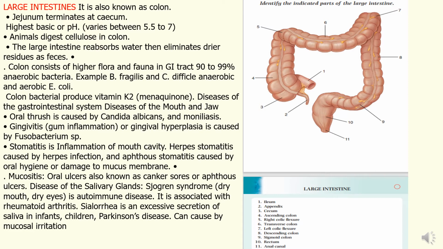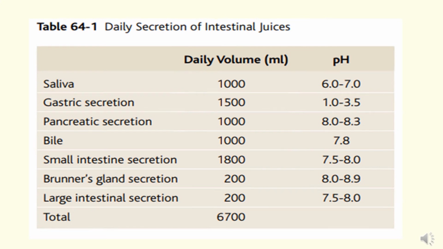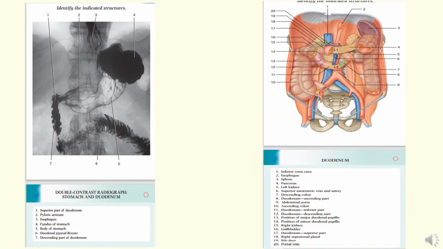A figure is represented. Identify the indicated parts of the large intestine and take help from below. Daily secretions of intestinal juices with the volume and pH are given below. The total daily volume of the intestinal secretions is 6700 ml. Now I am going to present some figures with a double contrast radiograph of the stomach and duodenum. Identify the parts, and identify the parts of the duodenum as well. A barium radiograph of the large intestine and a radiograph of the jejunum and ileum are also represented further.